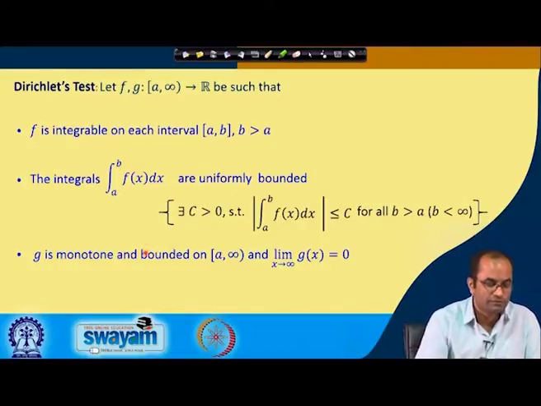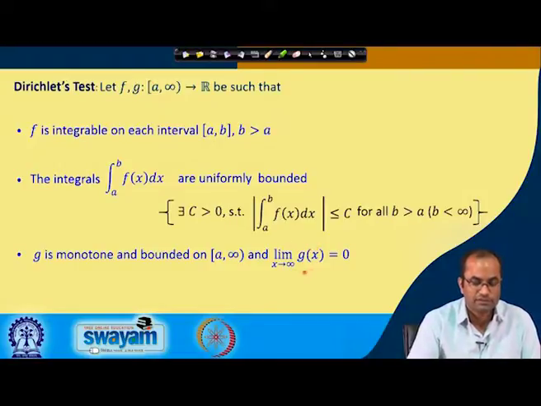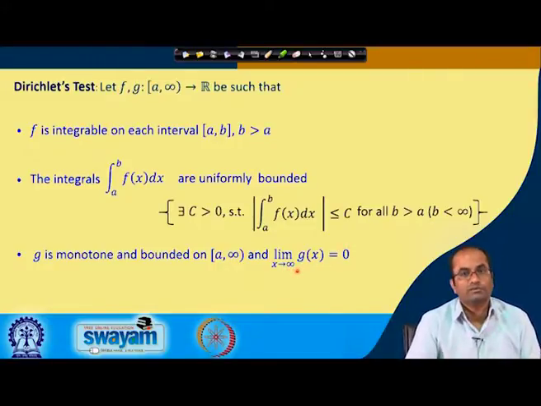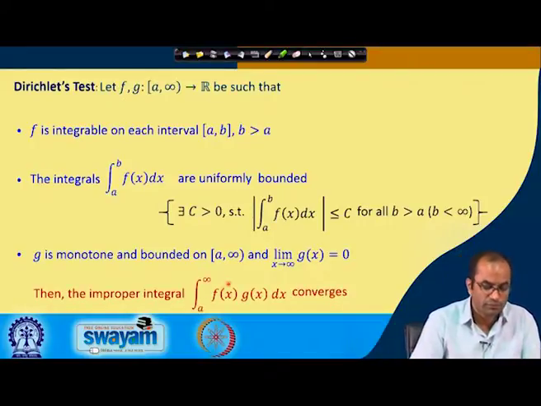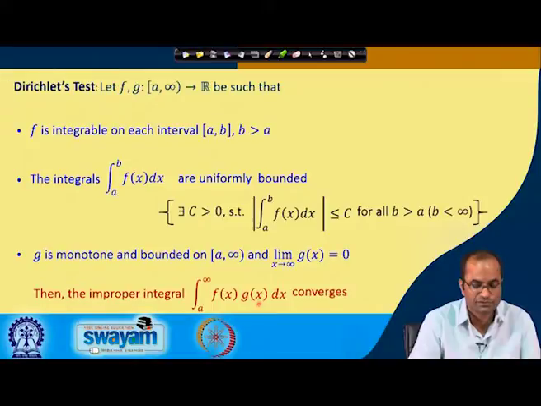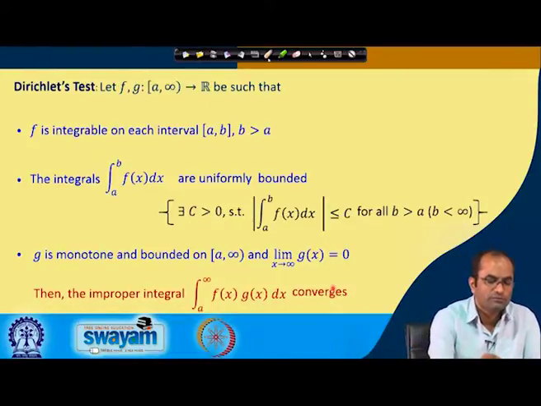So, the values of this function are also finite, and then we have the limit as x approaches infinity of g(x) is 0. So, g is a monotonic function which approaches 0 as x approaches infinity. That is another condition, and in that case this improper integral from a to infinity of f(x) g(x) dx, where we now have the product in the integrand, converges. That is the result. We will not go through the proof of this result.